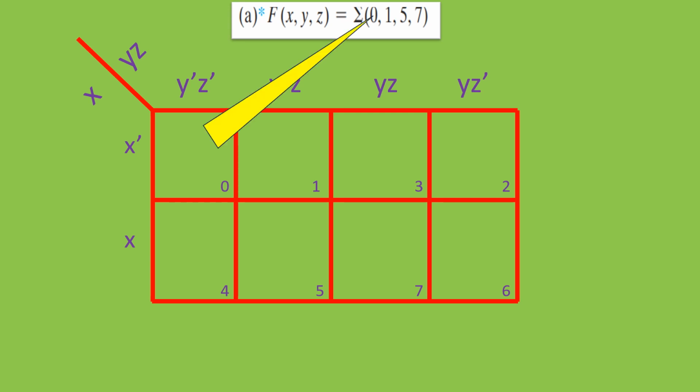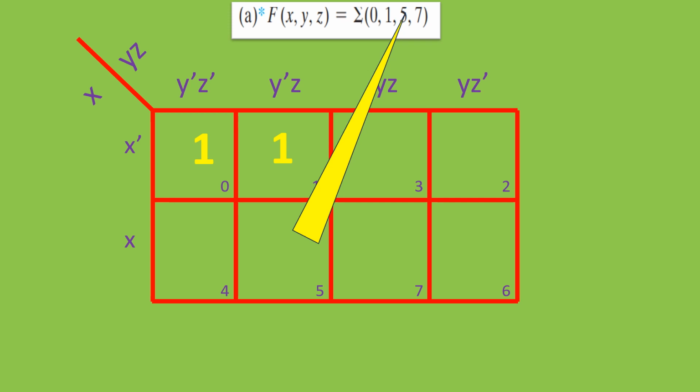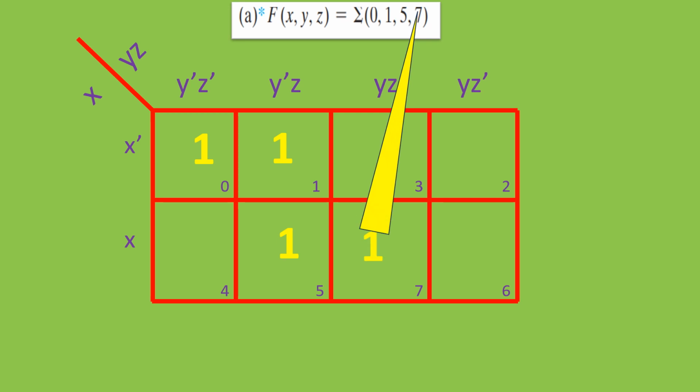Now it's time to register or mark ones into the cells corresponding to the minterms given in the problem. For 0th minterm, place a 1 in the 0th cell. For first minterm, place a 1 in the first cell. For minterm number 5, place a 1 in the 5th cell. Then for minterm number 7, place a 1 in the 7th cell. In total, we have 4 ones entered in the K-map which are given in the problem.